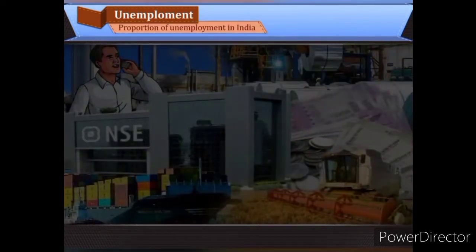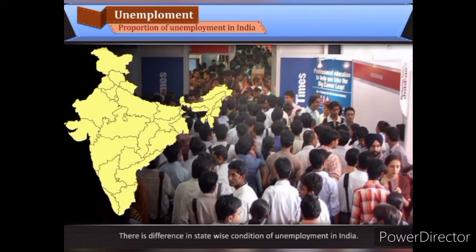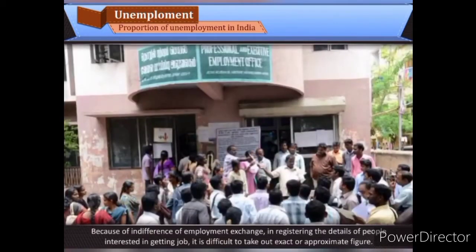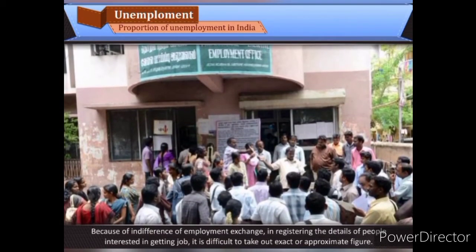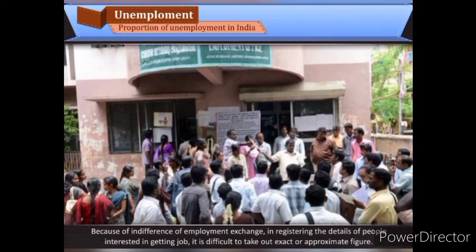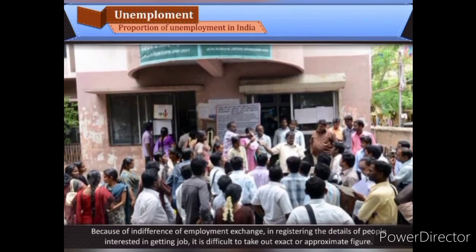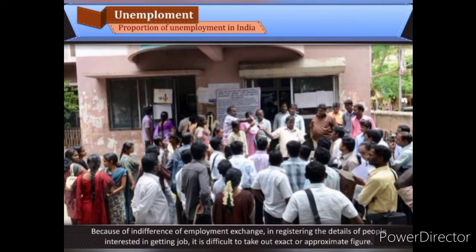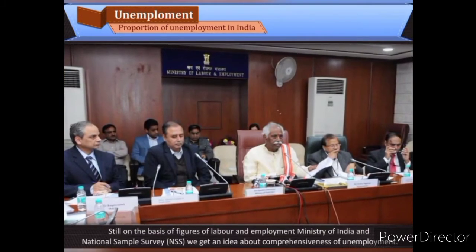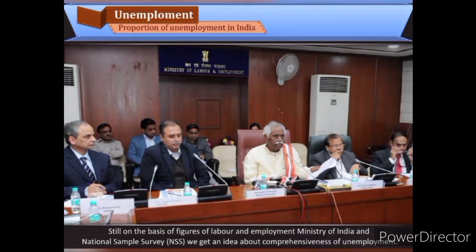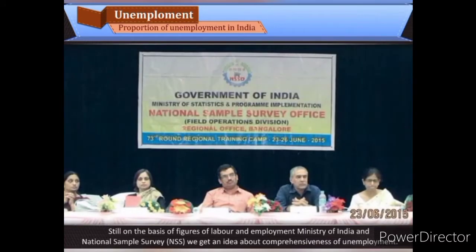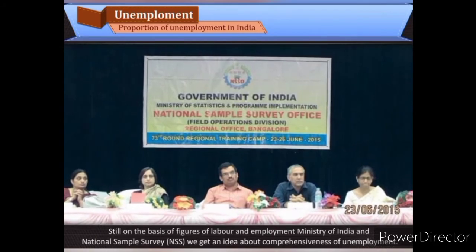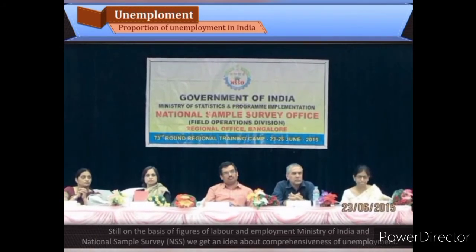Proportion of unemployment in India. There is a difference in the state-wise condition of unemployment in India. Because of the indifference of employment exchanges in registering the details of people interested in getting a job, it is difficult to take out an exact or approximate figure. Still, on the basis of figures of the Labour and Employment Ministry of India and the National Sample Survey, NSS, we get an idea about the comprehensiveness of unemployment.